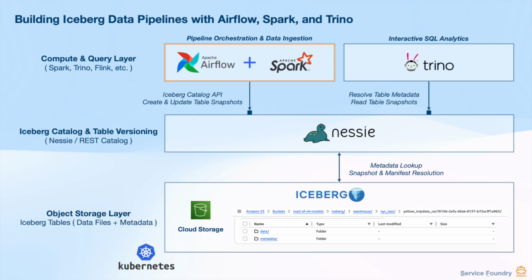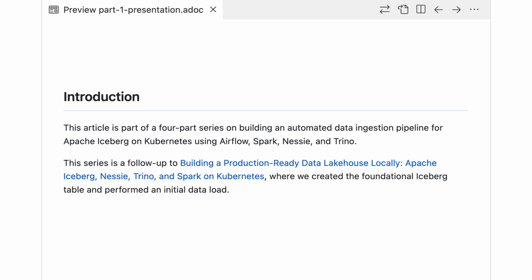automated data pipeline. This series is a follow-up to our earlier guide on building a production-ready data lakehouse using Apache Iceberg, Nessie, Trino, and Spark on Kubernetes. In that guide, we set up the foundational Iceberg table and did an initial data load manually. Now we are automating that process.